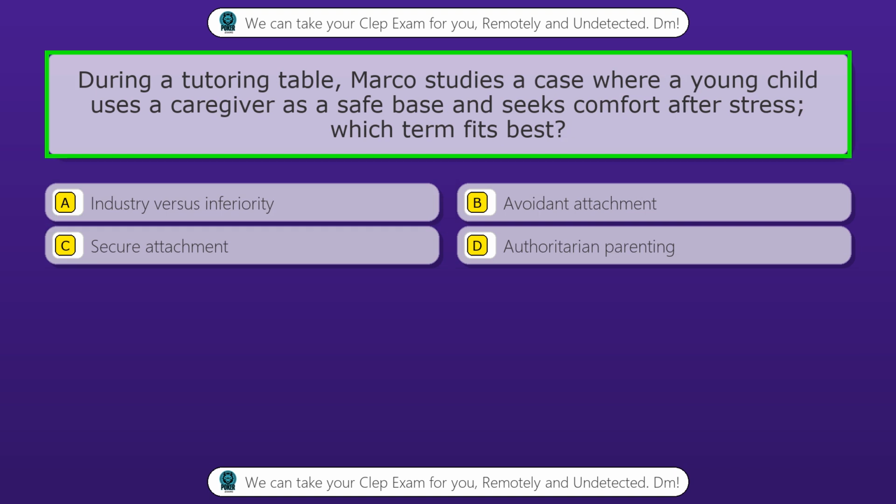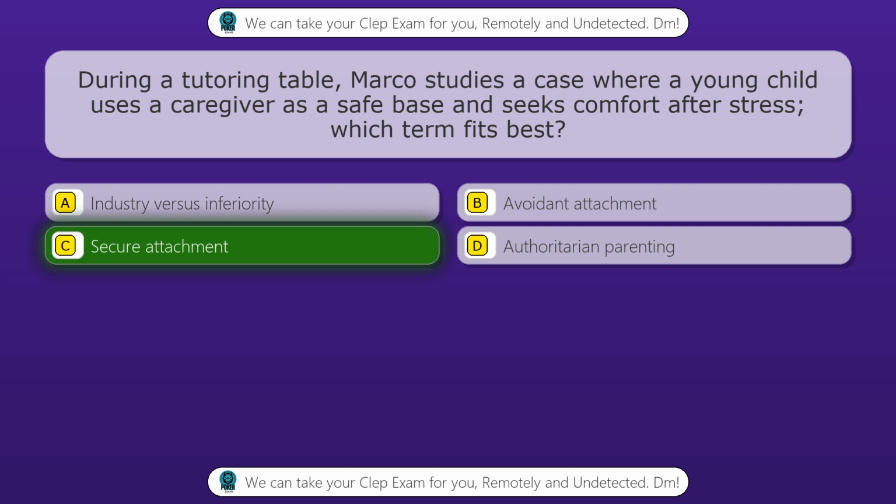Question 84. During a tutoring table, Marco studies a case where a young child uses a caregiver as a safe base and seeks comfort after stress. Which term fits best? Option A, industry versus inferiority. Option B, avoidant attachment. Option C, secure attachment. Option D, authoritarian parenting. The correct answer is option C, secure attachment.